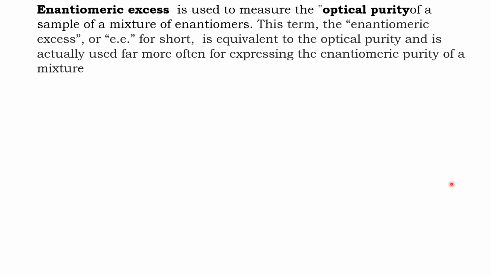Now we explain another term called enantiomeric excess. Enantiomeric excess or EE is a term or a mathematical representation to express or measure the optical purity of a sample of a mixture of enantiomers. We have seen what enantiomers are. Enantiomers are object and mirror image, non-superimposable mirror image compounds. Enantiomers have dextro and levo rotation.